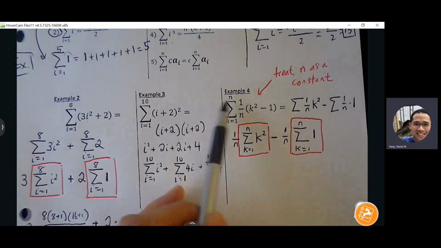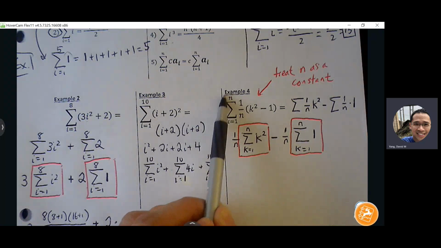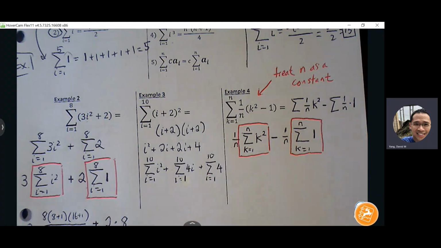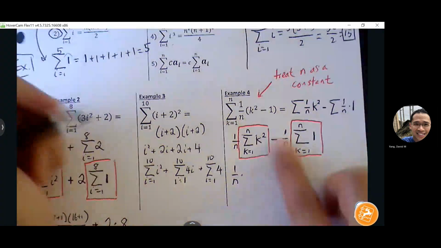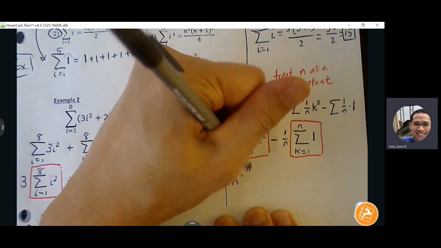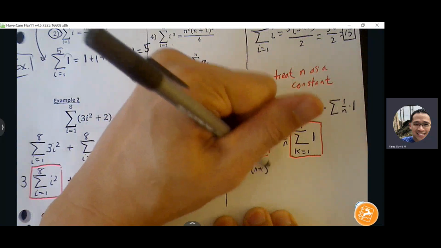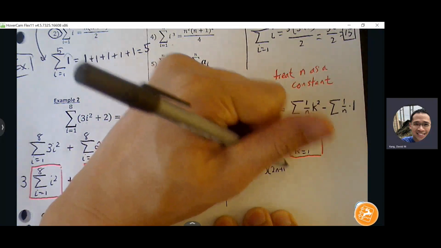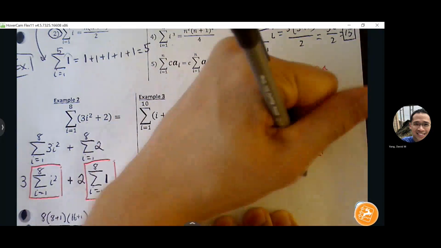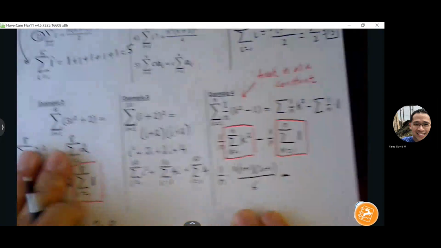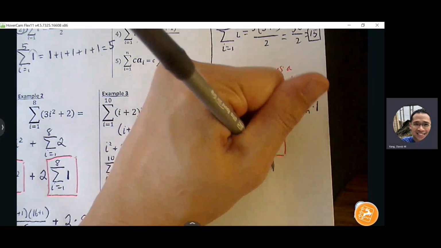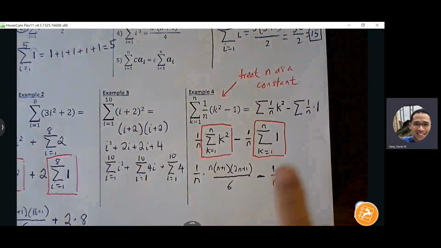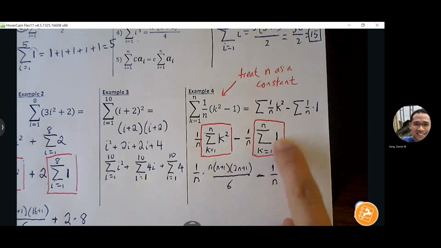I don't have a specific upper value to insert in. It's going to stay as n. So k squared becomes n times n plus 1 times 2n plus 1 all over 6. Minus 1 over n times, okay, summation 1 becomes what? Just n, yeah.